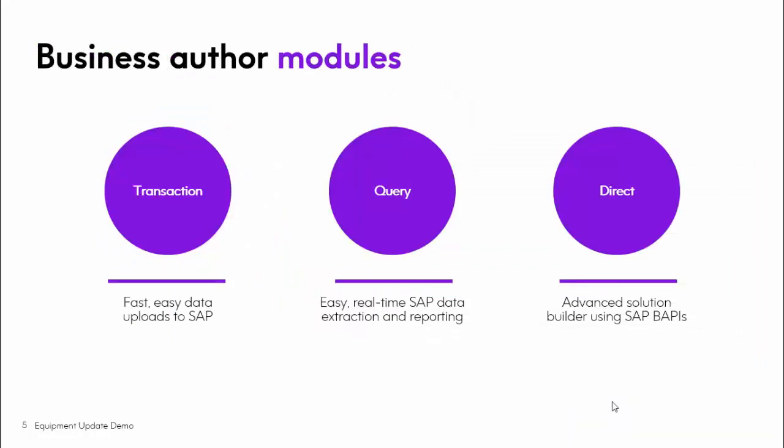There are 3 different author modules: transaction to automate those SAP transactions you'd otherwise manually walk through, query to extract data out of the backend system for either operational type reporting or to extract prior to updating, and direct allows you to interact with SAP through SAP BAPIs or business APIs. They're basically SAP programs, and SAP has tons of them, and it's a very efficient way to interact with SAP. Today we're going to cover transaction for the most part, but our example will also include a query to extract data prior to updating.